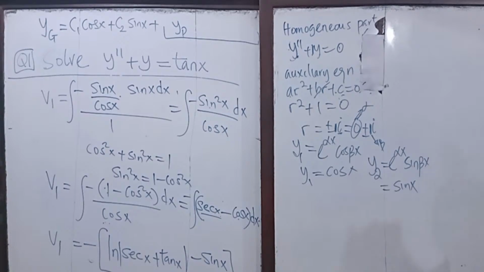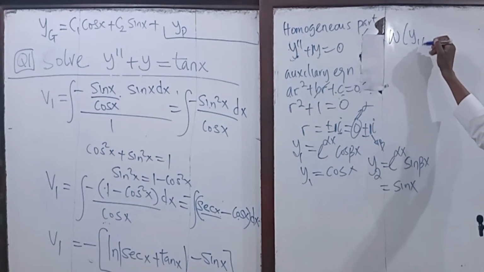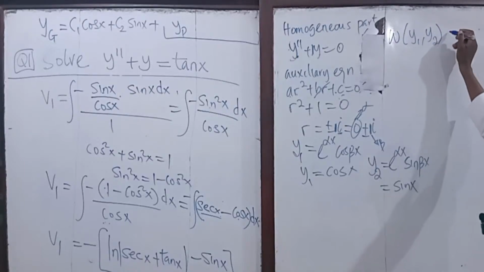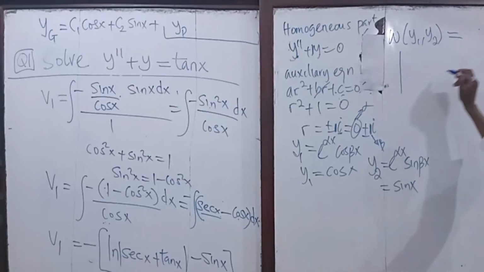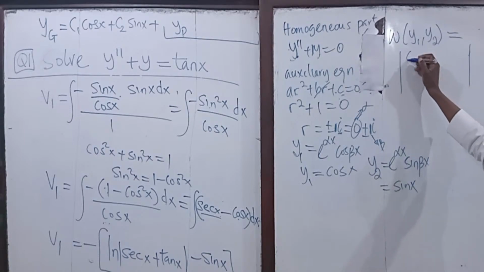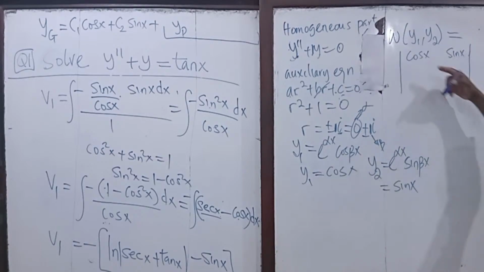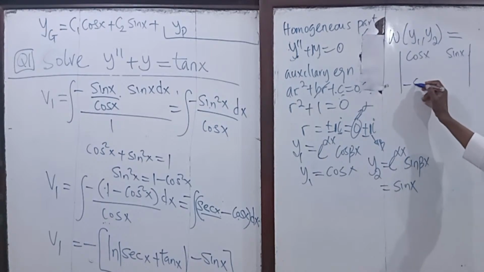After that, you can go and get the Wronskian of y1, y2, which is a determinant. The Wronskian has a determinant, which has your y1 cos x, y2 sin x. And the next line is the derivative of the first row, which will be minus sin x.